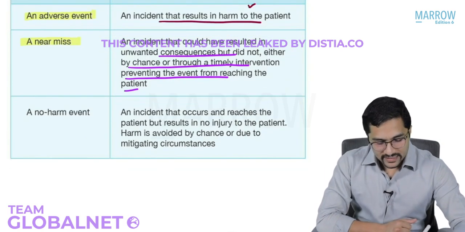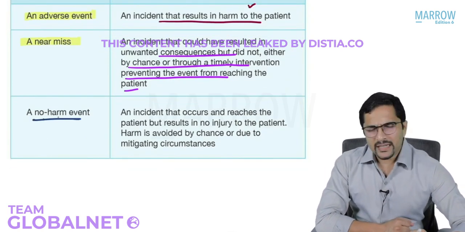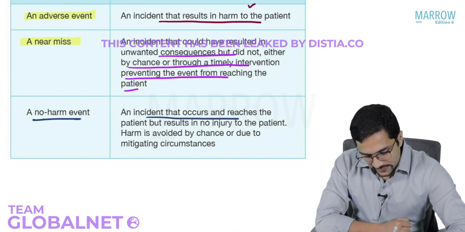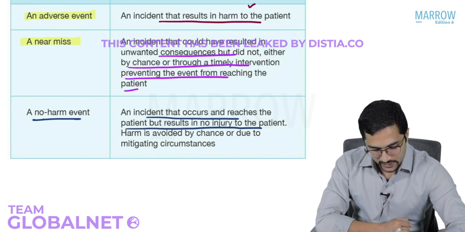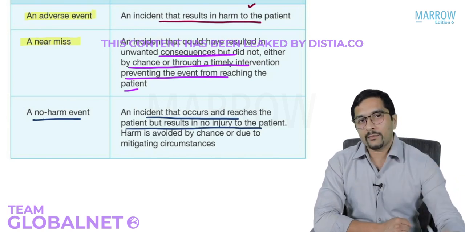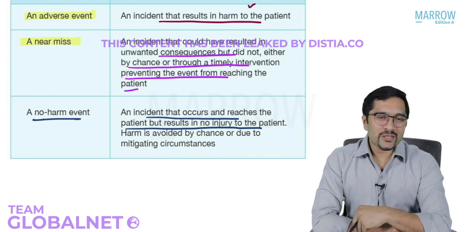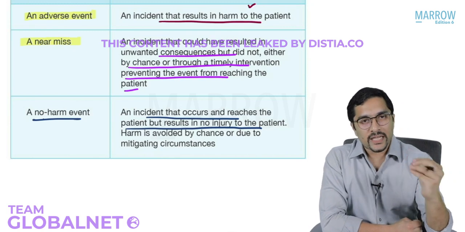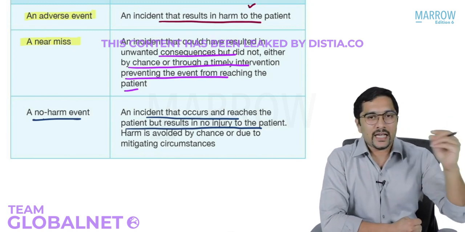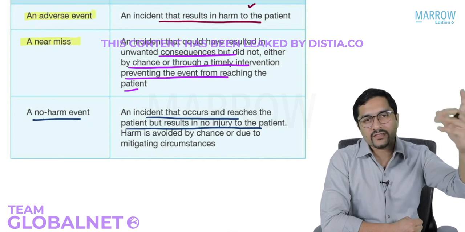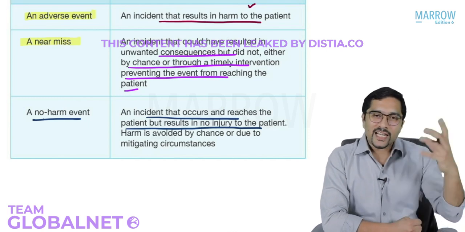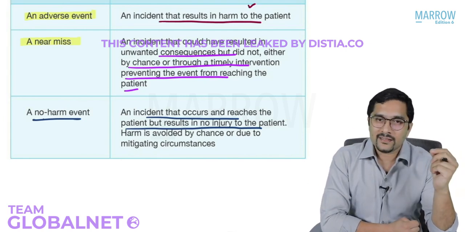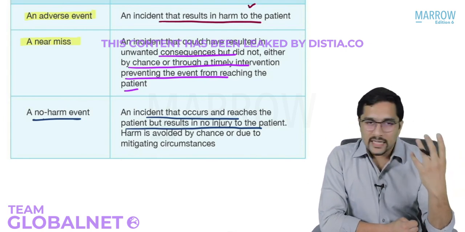A no harm event is that a problem happens but it does not result in harm to the patient, right? So an incident that occurs and reaches the patient but results in no injury to the patient, that is a no harm event. So an example for this was that when I was in Safdarjung, we had written that patient on bed number 12 requires an enema, and we told the intern that you have to give the enema to bed number 12. Instead of bed number 12, the intern and the nurse gave the enema to bed number 13. Okay. Now, the enema was given.